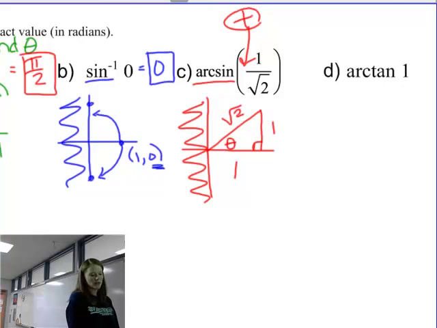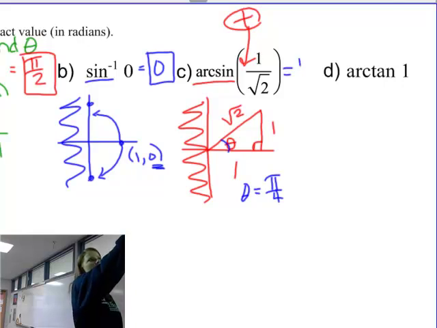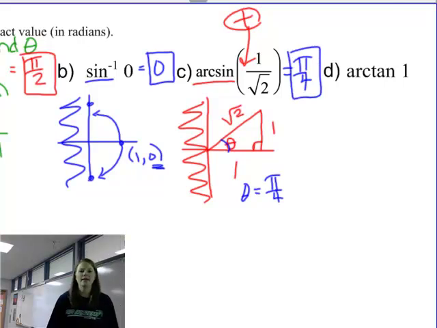So if you're using that little triangle, it's a right triangle. Two sides are the same. Theta must be 45 or pi/4. So the arc sine is in the first quadrant. The reference angle and the angle are the same in the first quadrant. Our answer is just pi/4. Ta-da!